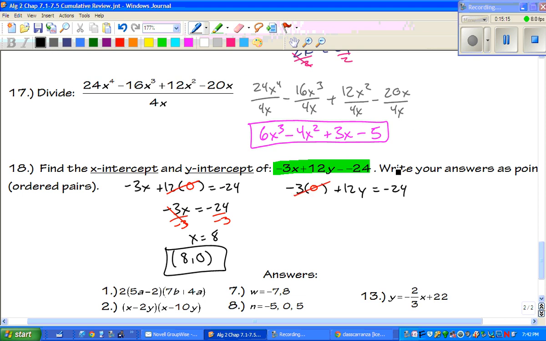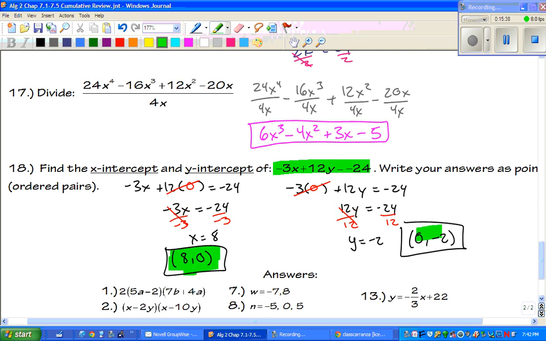Now over here we do the same thing, and we get 12y equals negative 24. We divide both sides by 12, and we get that y equals negative 2. And that's a point. x equals 0, and y equals negative 2. So combined, those are your two answers. And the reason why we were able to plug in 0 is because those are the intercepts. Intercepts are where it crosses the axis and the other variable equals 0. So that's it for the 7.5 cumulative review.